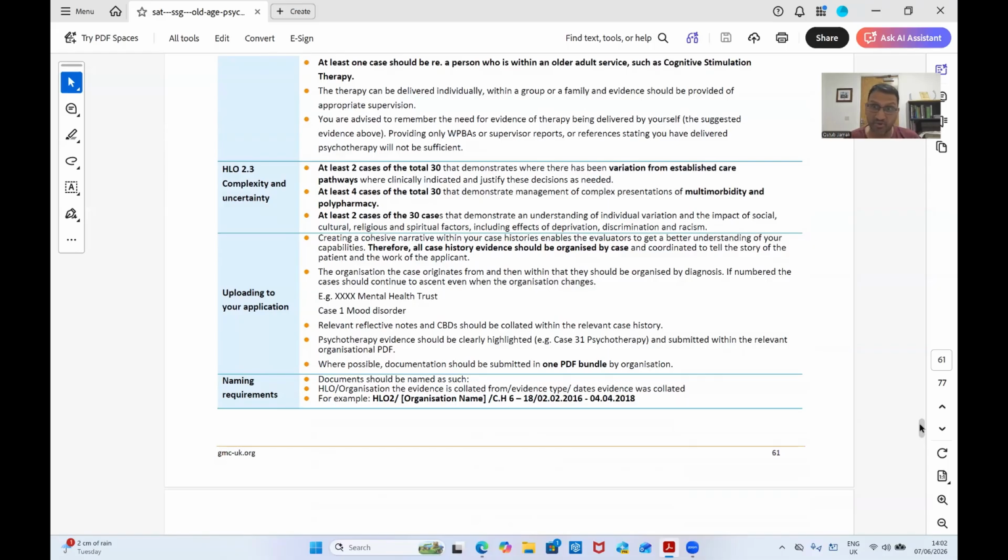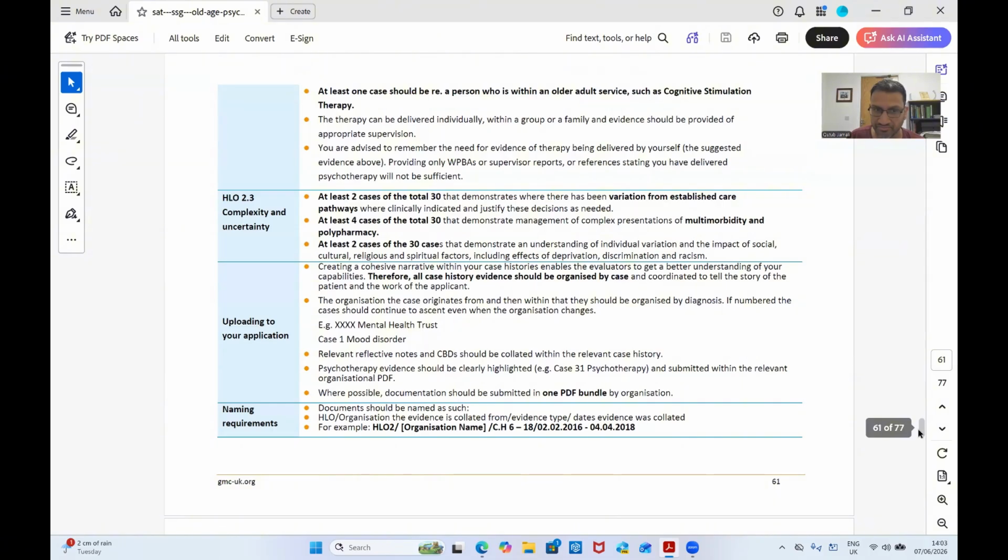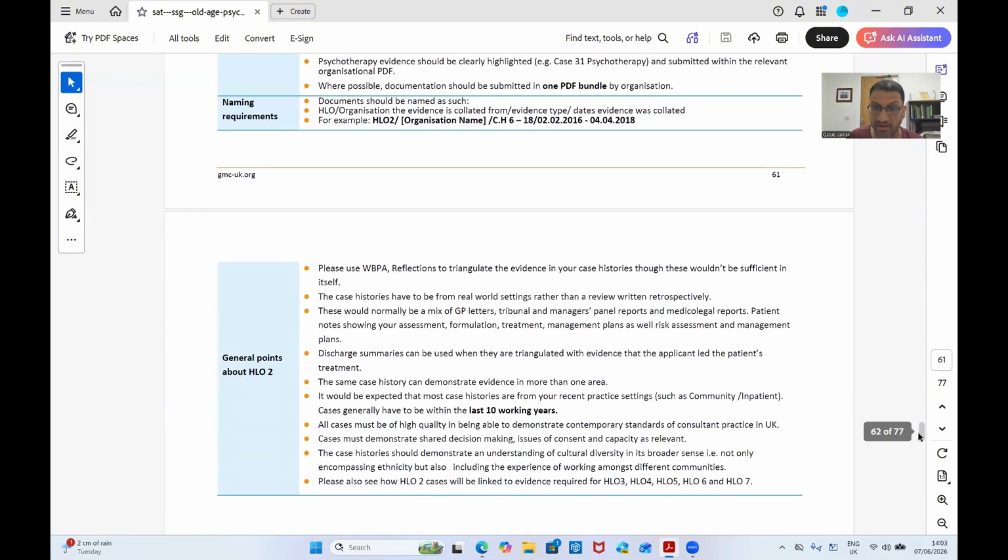So say if you're submitting 20 cases, maybe you can't fit all the 20 cases in one folder or one file. So you can have, say, four files of five cases each, and you're labeling each file, and whatever name you've given to that file, that same name should be in your verification form. So make sure that you bear that in mind. And the thing which has changed is the last 10 working years. So that's a good thing, that you can submit your cases from the last 10 years, working years, of course.